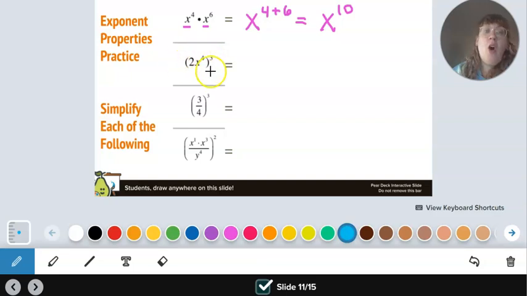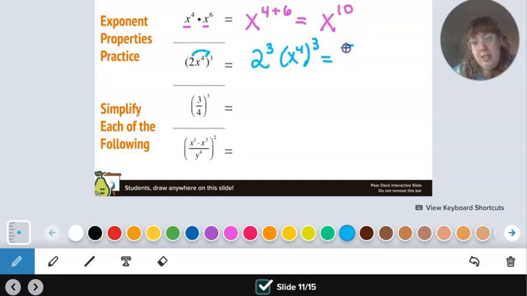Two x to the 4th all cubed. This is power of a product. So we want to make sure that we're doing 2 cubed, and then we're also doing x to the 4th cubed. 2 cubed is 2 times 2 times 2, which gets us 8. And x to the 4th cubed is power of a power, so we multiply when there's 2 exponents like that, which gets us an x to the 12th. So this all simplifies to 8x to the 12th.